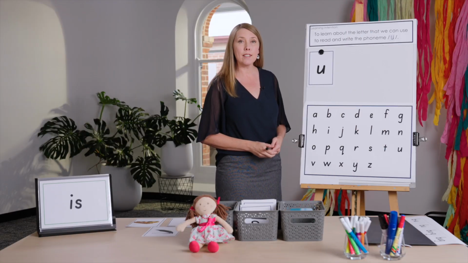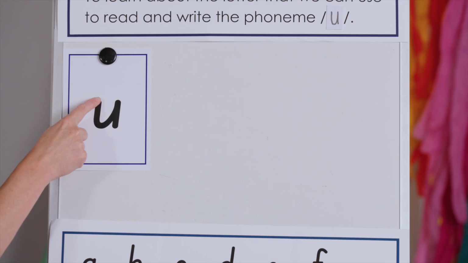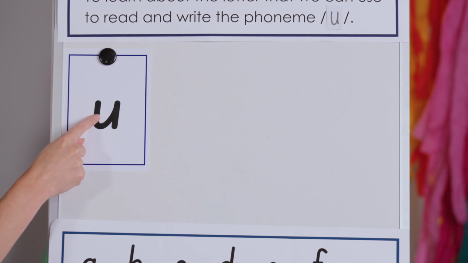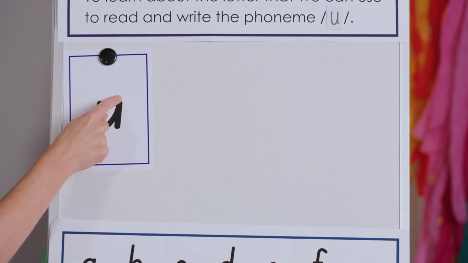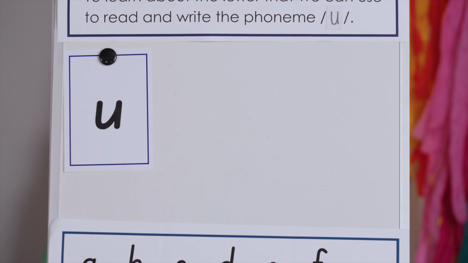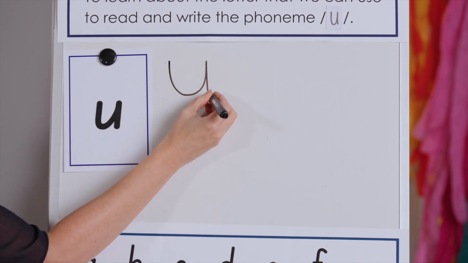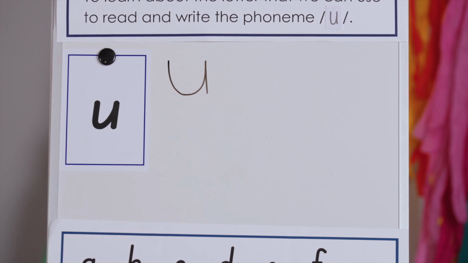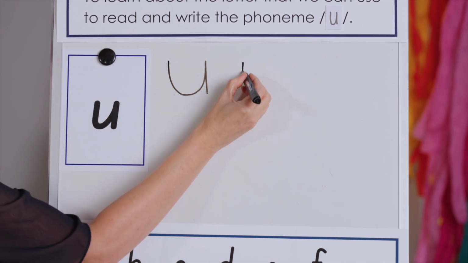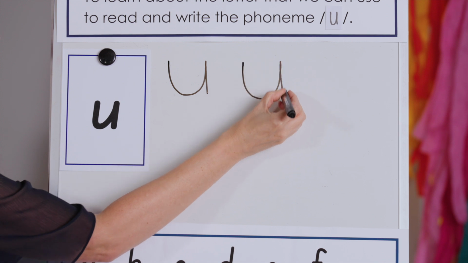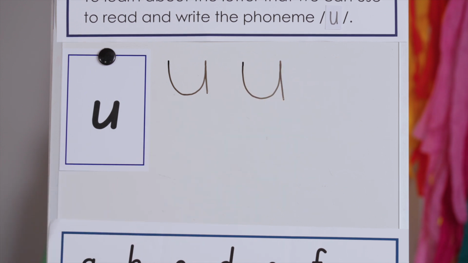I'm going to show you now how to write the letter U, but I'll need to clear off my board first. Let's trace the letter U first. We start here and go down, curl, up and down. Let's write it. Down, curl, up and down. Can you do one with me this time? Down, curl, up and down, U.